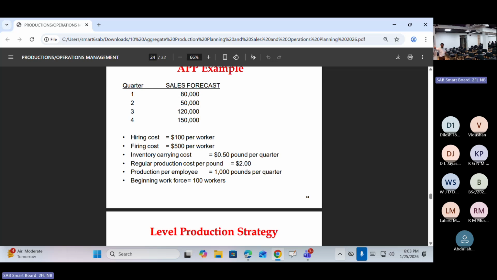Somewhere down the line, you identify something called production per employee per quarter. What does that mean actually? Per quarter, per employee production. That is labor productivity.